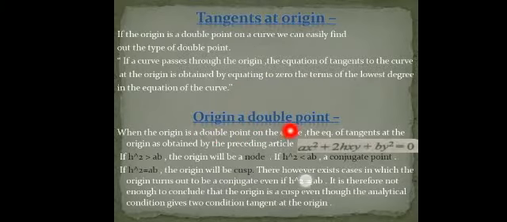Now the origin is a double point. Here is the equation ax square plus 2hxy plus by square is equal to 0. If h square is greater than ab, the origin will be a node, and if h square is smaller than ab, then it is a conjugate point. If h square is equal to ab, then it is a cusp. However, there exist cases in which the origin turns out to be conjugate even if h square is equal to ab. So it is very difficult to find whether the double point is conjugate or cusp.